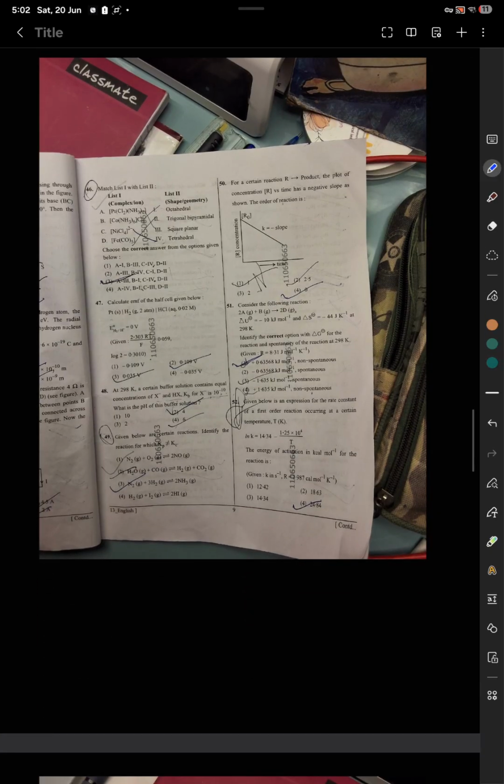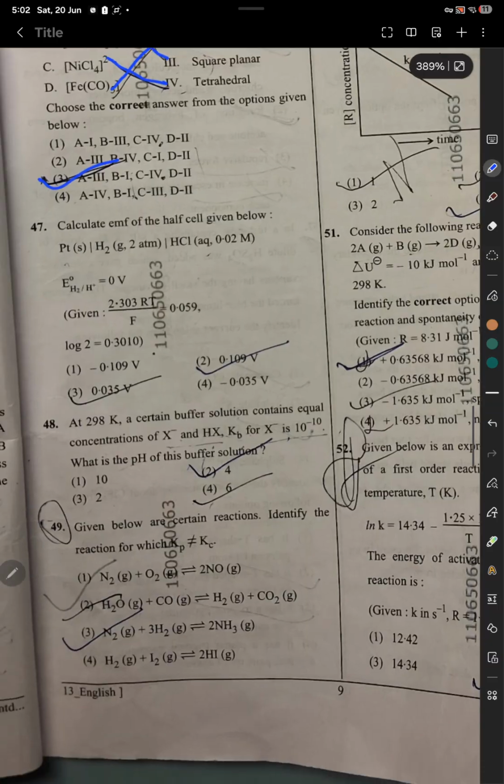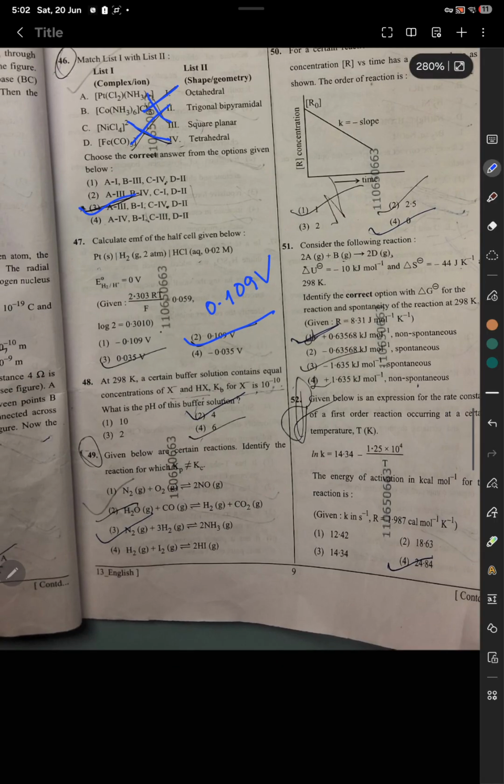Let's move to the chemistry part. Question number 46 is a match the following question. So option number 3 is correct. A square planar, B octahedral, for C it's 4, and for D it's 2, diagonal bipyramidal. Question number 47, calculate EMF of half cell given below. So your option 2 is correct, 0.109 volt.